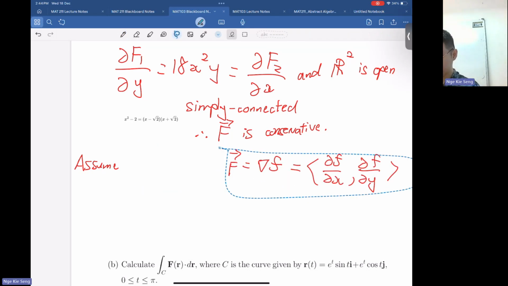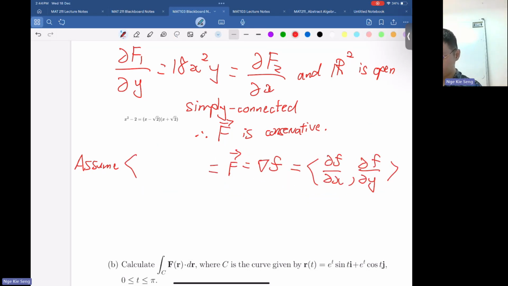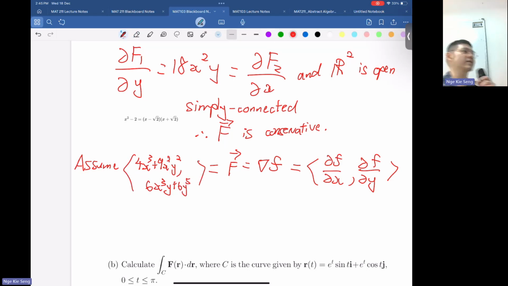So what is your F? That's your vector function here, or vector field. So on one coordinate you have 4x cubed plus 9x squared y squared, comma 6x cubed y plus 6y. Okay. So you want to let these two vectors be equal. Meaning you got two equations here. So what can you play around with these two equations?